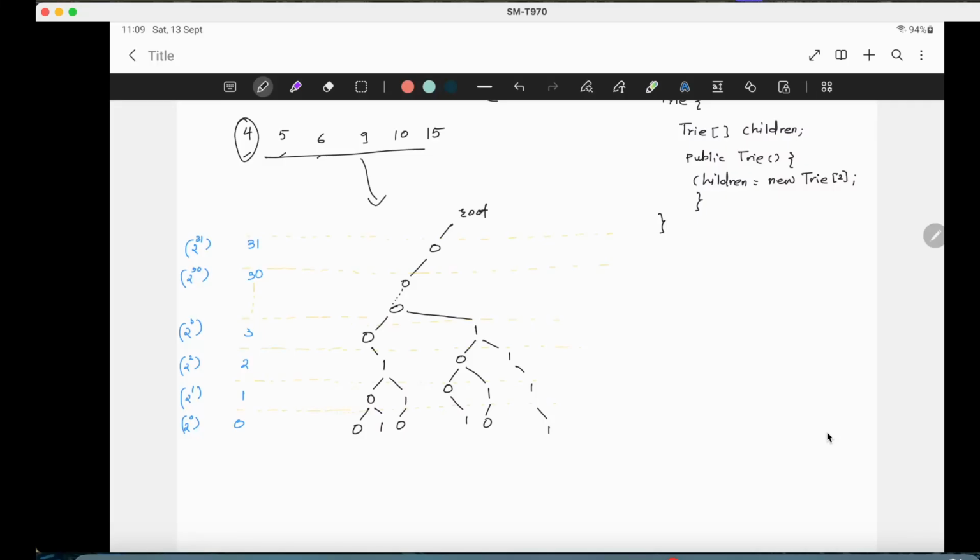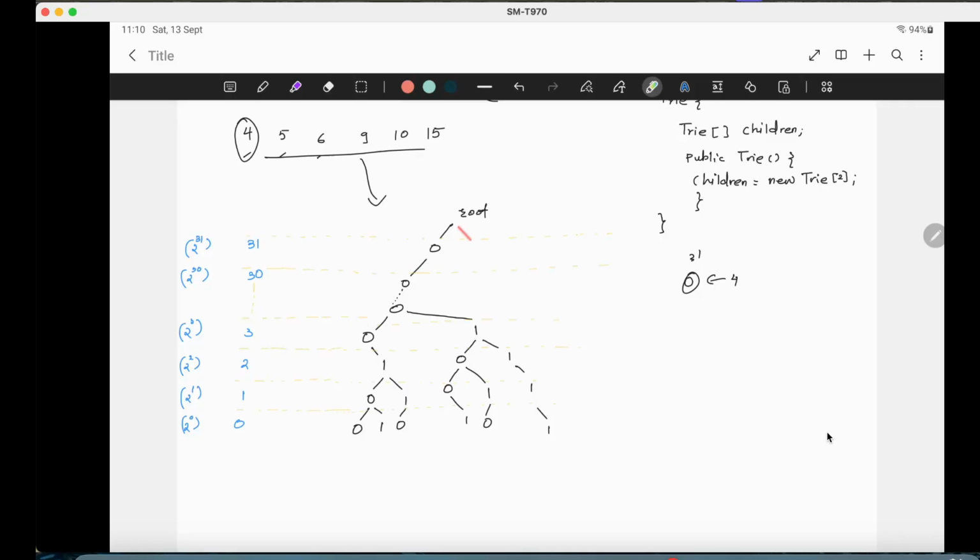For the 31st bit in this 4, the bit is actually 0. So we have to figure out, at this level, do we have any children available? Is the opposite child available or not? That is the whole idea we are trying to figure out. We just have to ask, do we have any child that is opposite for this 0?